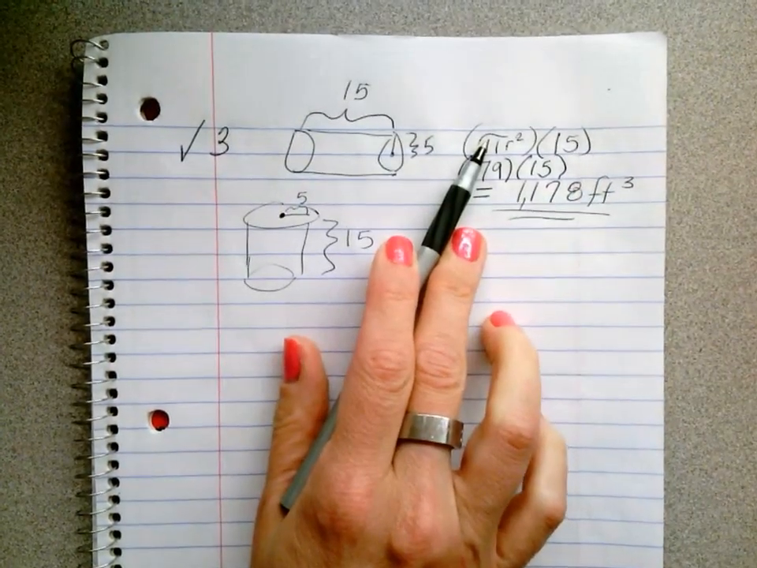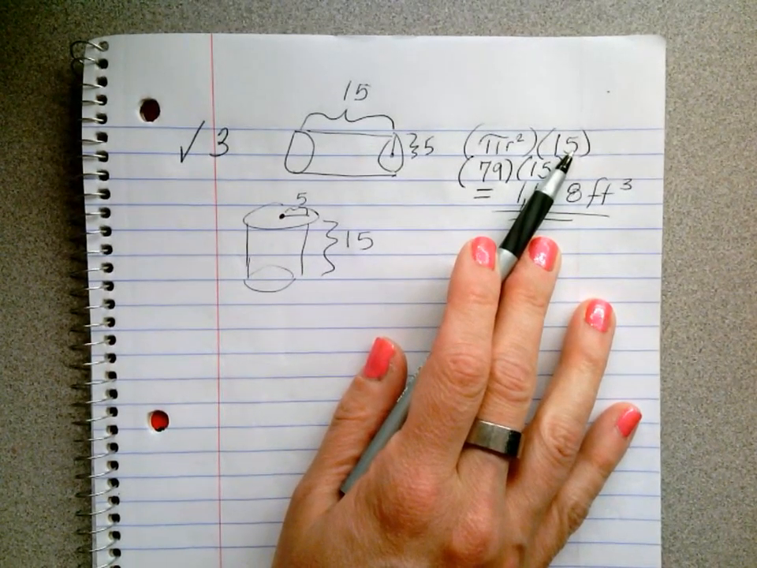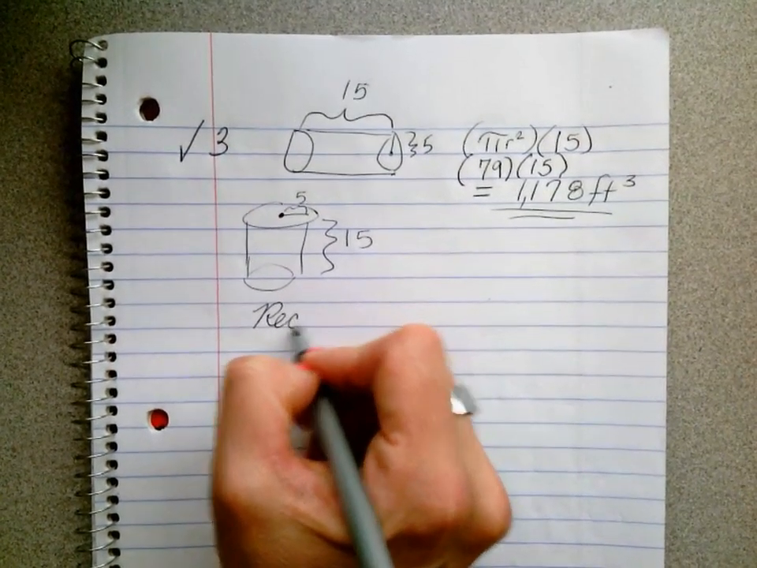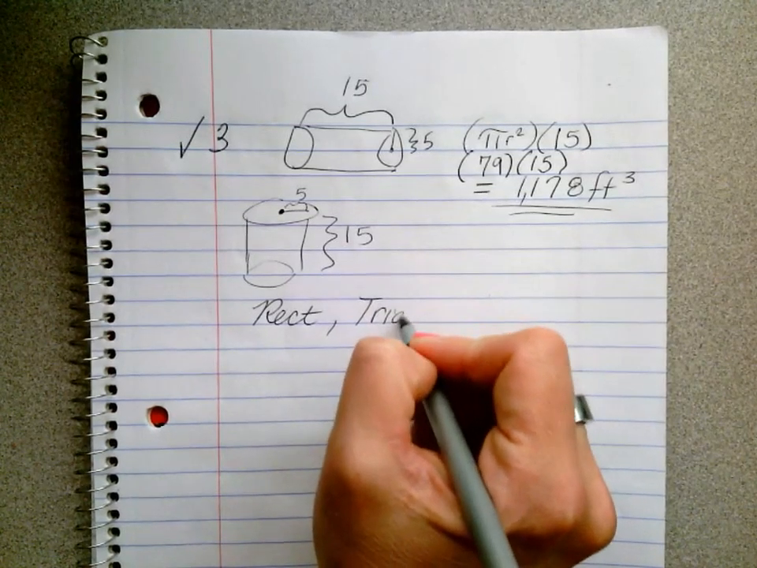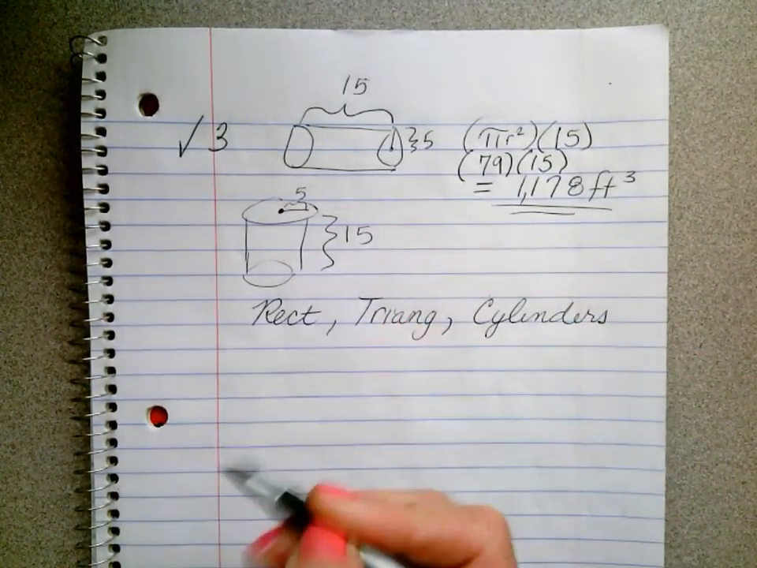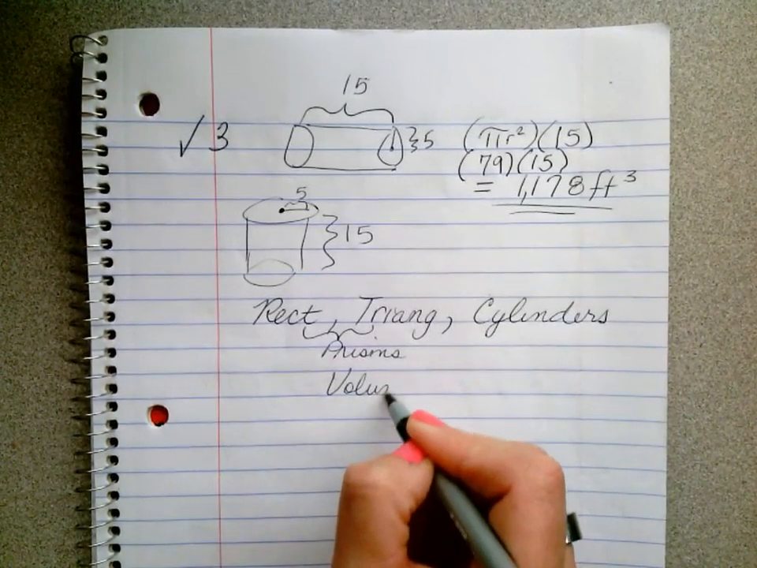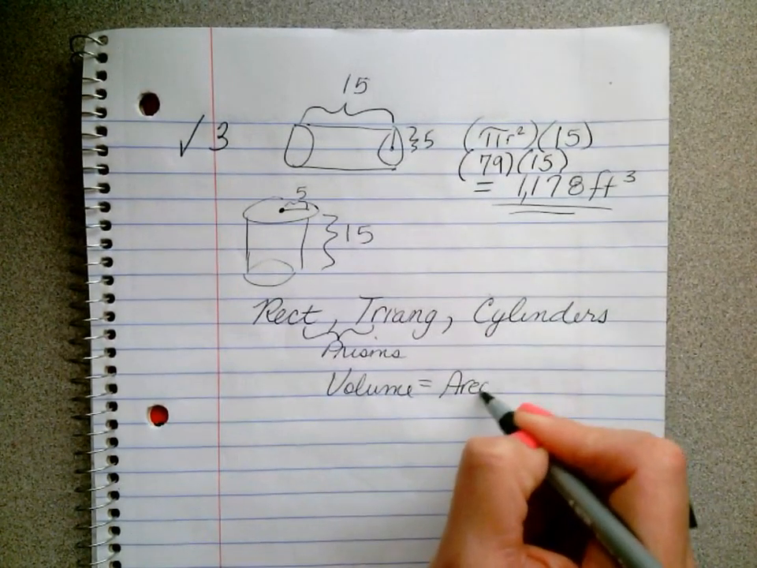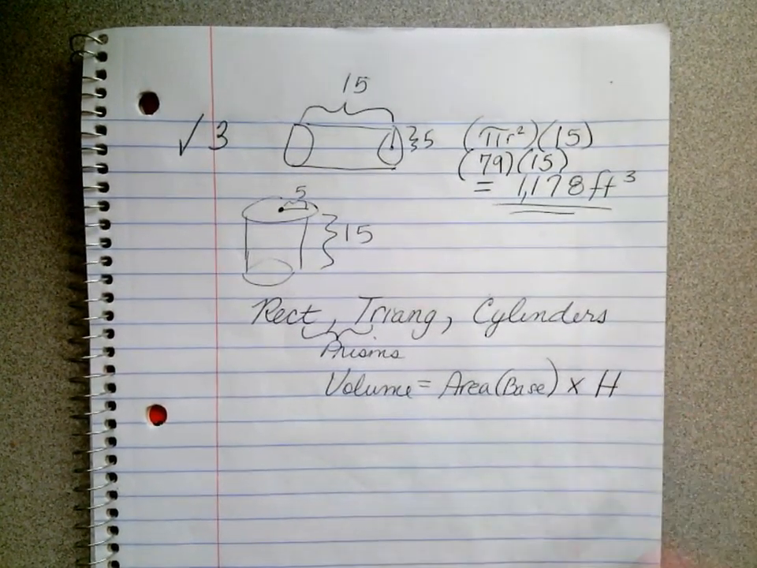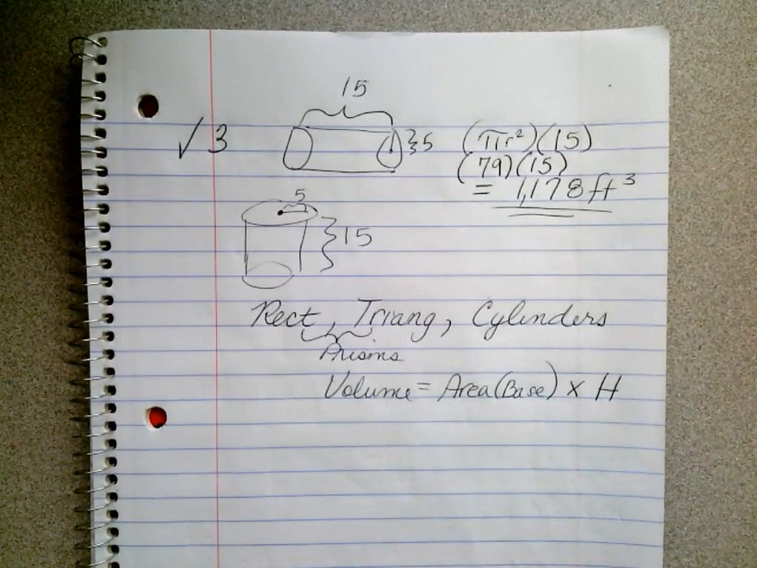Okay. Area of the base multiplied by the height, just like in the rectangular and triangular prisms. Rectangular, triangular, and cylinders. The formula is the same. Volume is equal to area of base multiplied by the height of the object that's being solved. That's all we do. Okay?